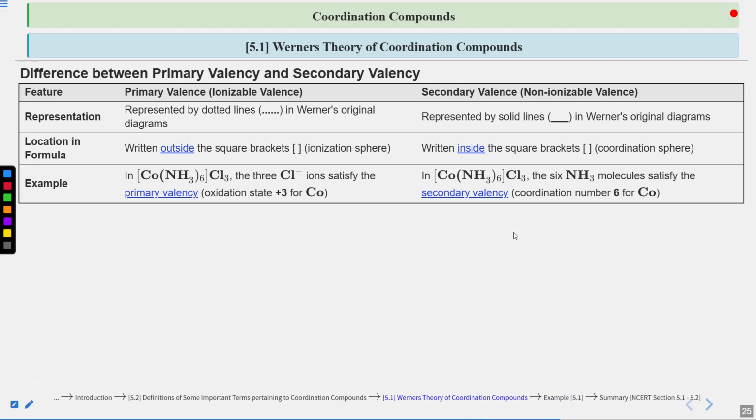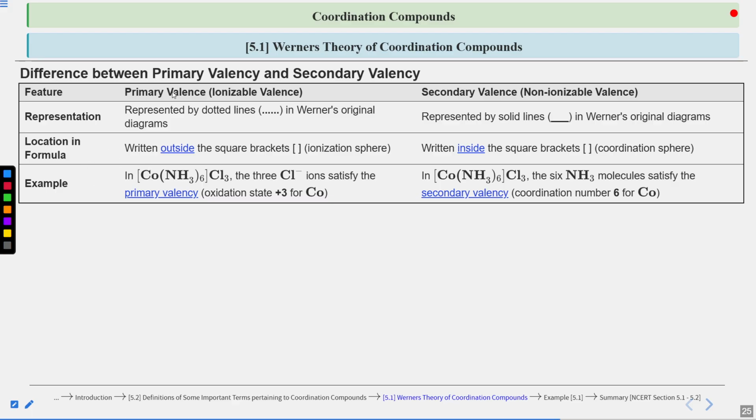Next is representation. So you can represent the primary valence by dotted lines in Werner's original diagram. If you want to draw the diagram for a complex, you can represent the primary valence of the central metal atom by dotted lines. Meanwhile, the secondary valence is represented by solid lines in Werner's original diagram.